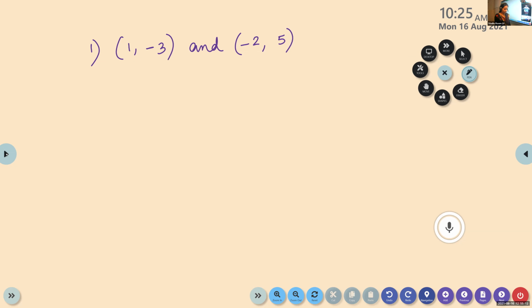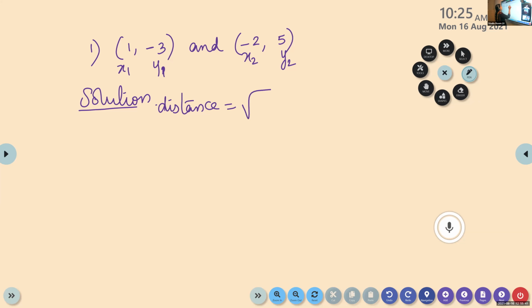So how will you do this? First we name this as x1, y1. The next one as x2, y2. Okay, now write the solution. What is the formula? Distance is given by root of x2 minus x1 the whole square, so minus 2 minus 1 the whole square plus 5 minus of minus 3, so it is 5 plus 3 the whole square. Now simplify and give the answer.